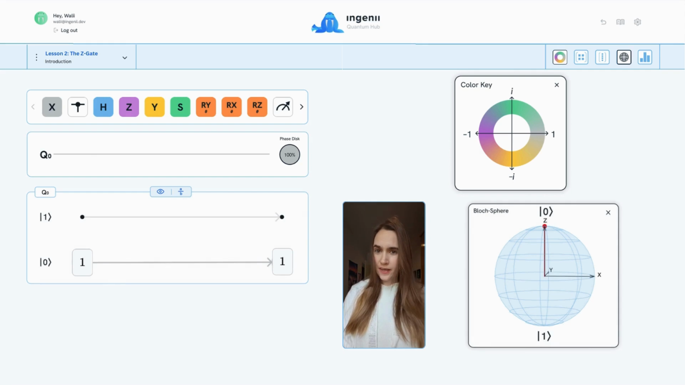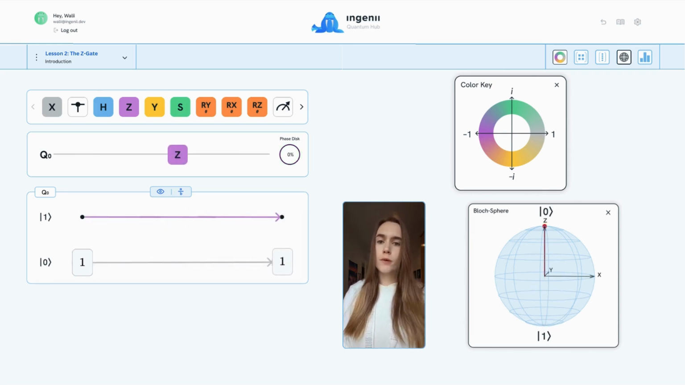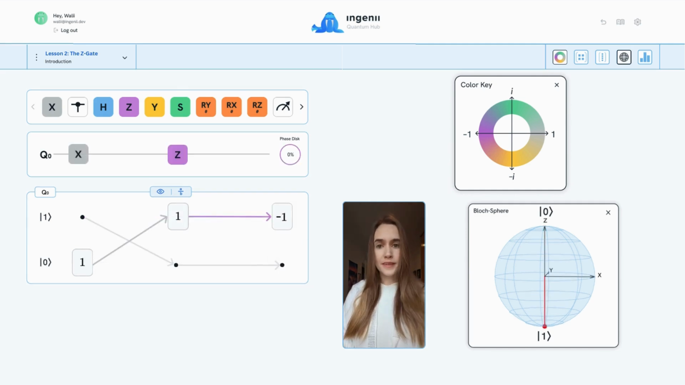To understand this effect, let's visualize it on the Bloch sphere. While the X-gate rotates a qubit around the X-axis, the Z-gate rotates it around the Z-axis. A qubit in the 0 state stays unchanged at the top of the sphere. A qubit in the 1 state also remains in place, but acquires a phase shift.